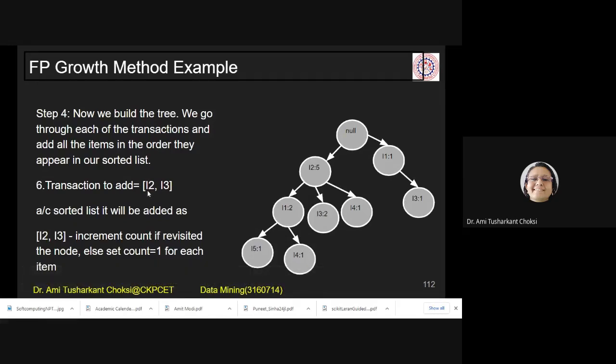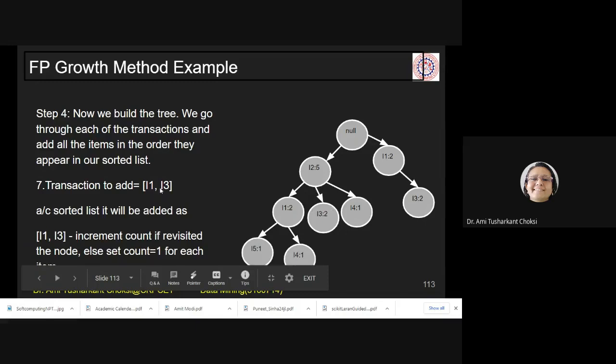Now, the next transaction is I2, I3. And according to the sorted list also it is I2, I3. So null, then I2 is there? Yes. So increment the count. I3 is there? Yes. It is also there in the path. So increment the count for it.